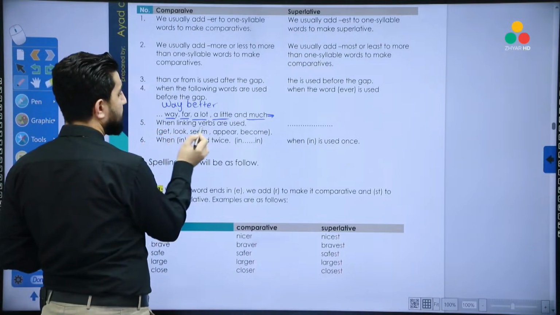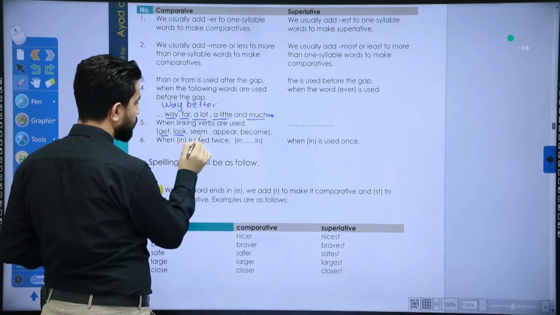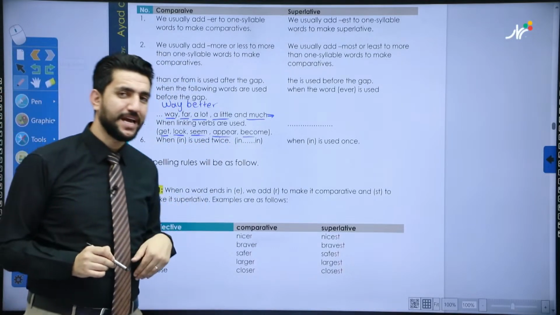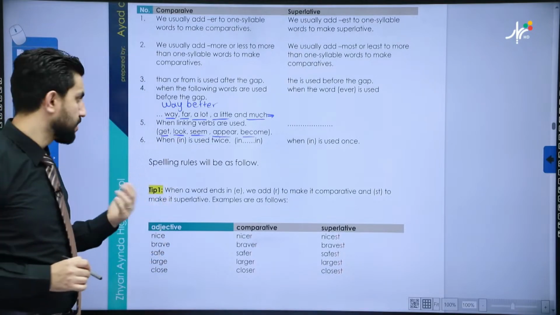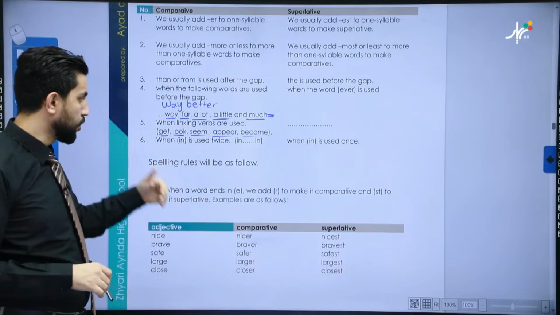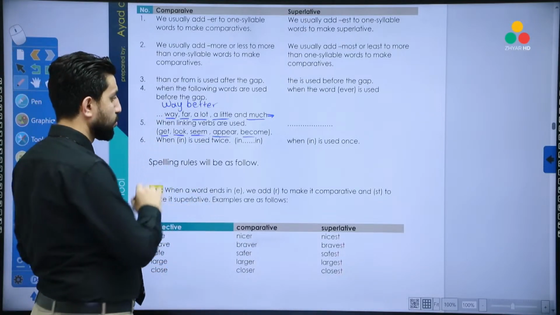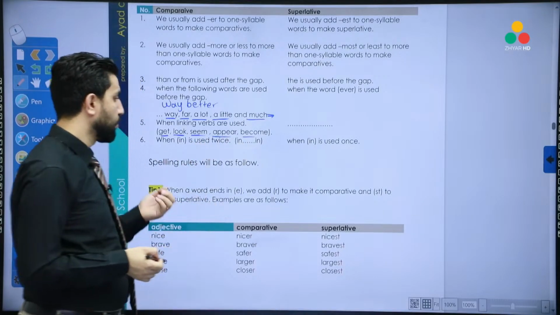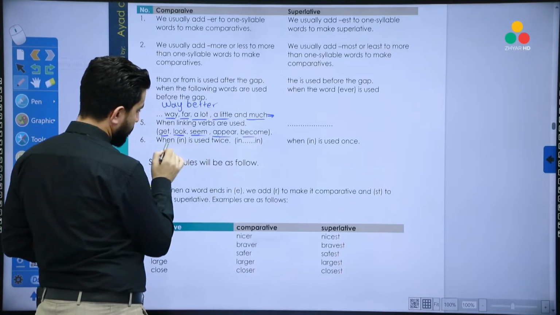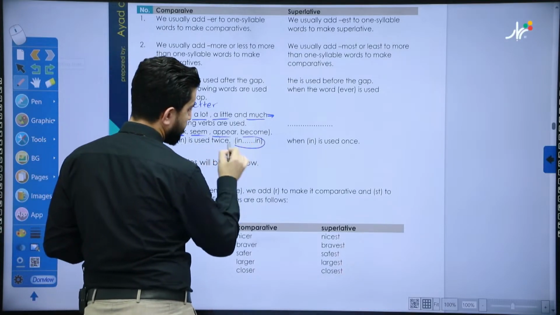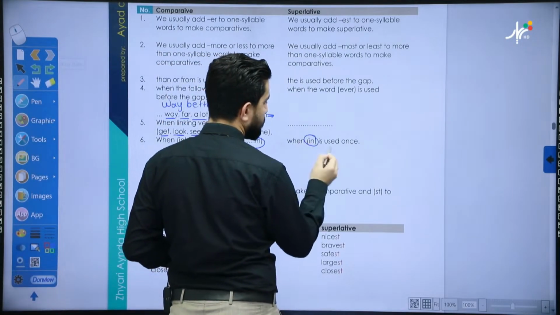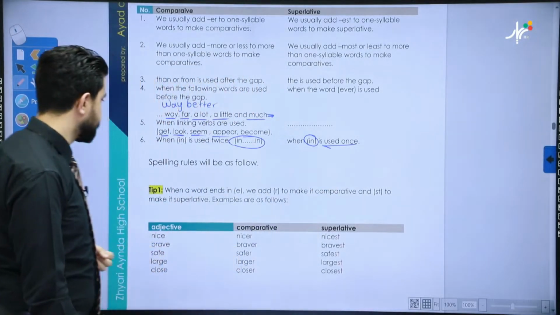And we use comparatives with linking verbs. For example, get better, get happier, get bigger, get smaller, look bigger. We use it like this: seem, appear, become. And when the word in is used twice, we use comparative. But when the word in is used once, we use superlative. Okay?